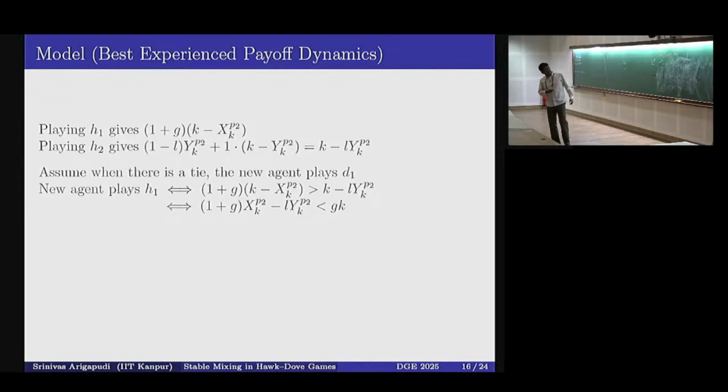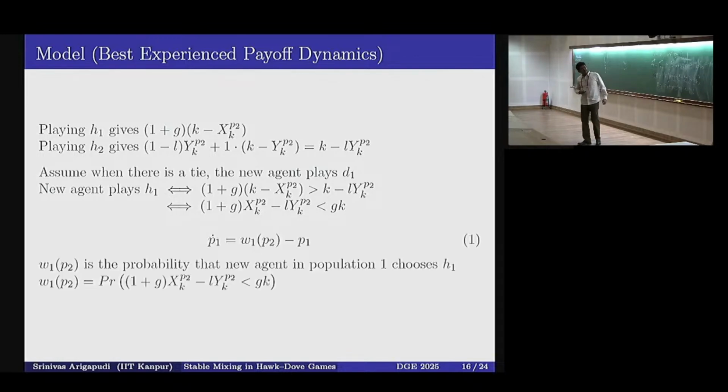So H1, again, sorry for the typos here, this should be D1. H1 is going to be preferred to D1 if this particular quantity, when I play H1, gives me as good a payoff as when I play D1. So the function which I have here, the W1 function, will be given by this probability. This tells me the probability that a new agent who enters population 1 is going to play the hawkish action.